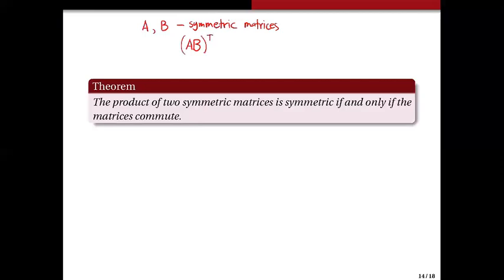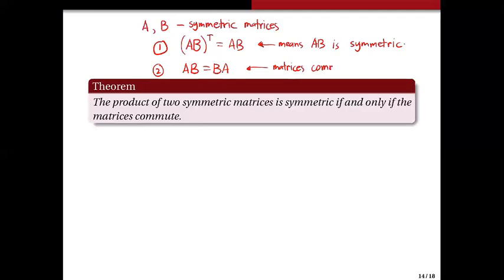You have a product AB. You want AB transpose equals AB. This means the product AB is symmetric. So this is the first statement: the product of two symmetric matrices is symmetric. The second statement is that the matrices commute. The matrices commute means you have AB equals BA. Okay?